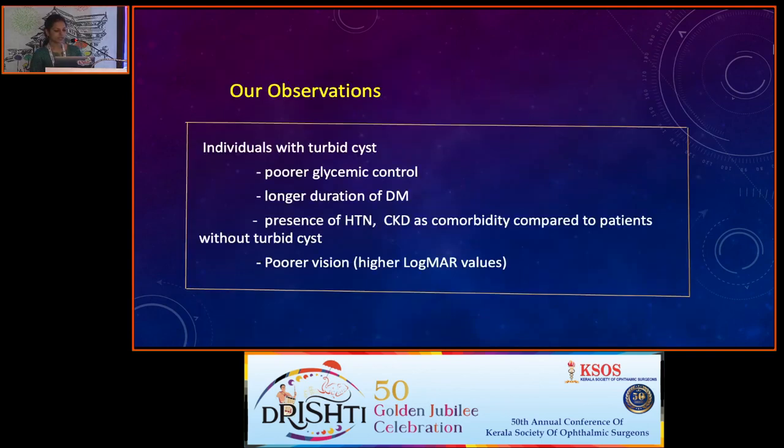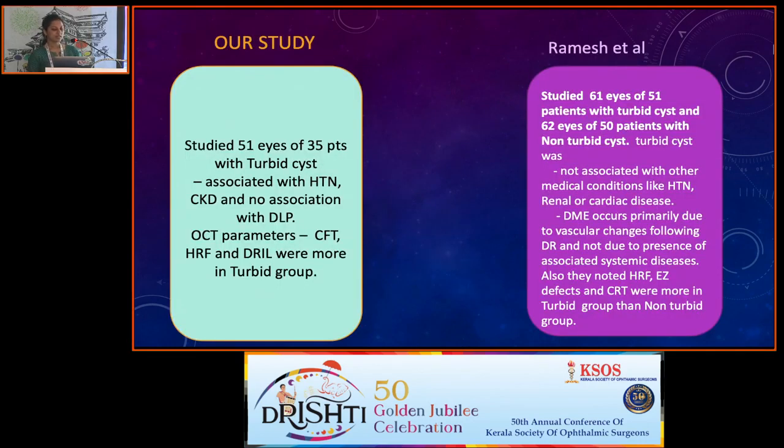Coming to discussions, our observation: individuals with turbid cyst had poorer glycemic control, longer duration of diabetes mellitus, presence of hypertension, chronic kidney disease as comorbidity, and poorer vision. We studied 51 eyes of 35 patients with turbid cyst, and we found association with hypertension and chronic kidney disease, and we found no association with dyslipidemia. And OCT parameters were also more in the turbid cyst group.